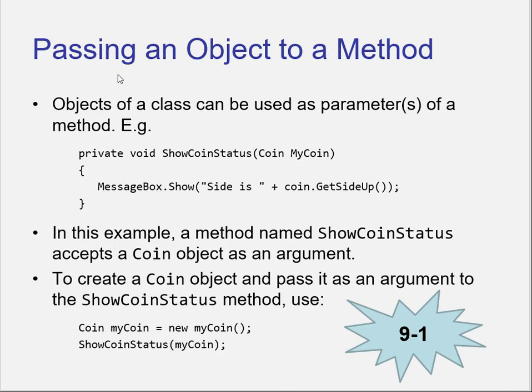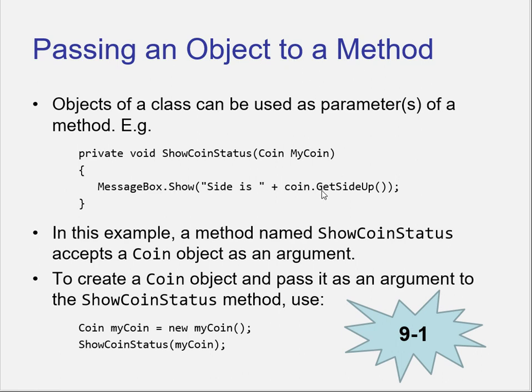Alright, so we can pass an object to a method. Objects of a class can be used as parameters of a method. So if you take a look at this, what we're doing here is creating a method called showCoinStatus. Inside that, we're going to accept an argument into this parameter here. Now the parameter itself is a class, so an instance of this coin class called myCoin. So I'm going to pass in whatever information in here, and then we're going to bring it into the method and pass that parameter inside here. So the instance of that coin class can be passed as an argument into the parameter of this particular method. So passing an object into a method is how it's done.